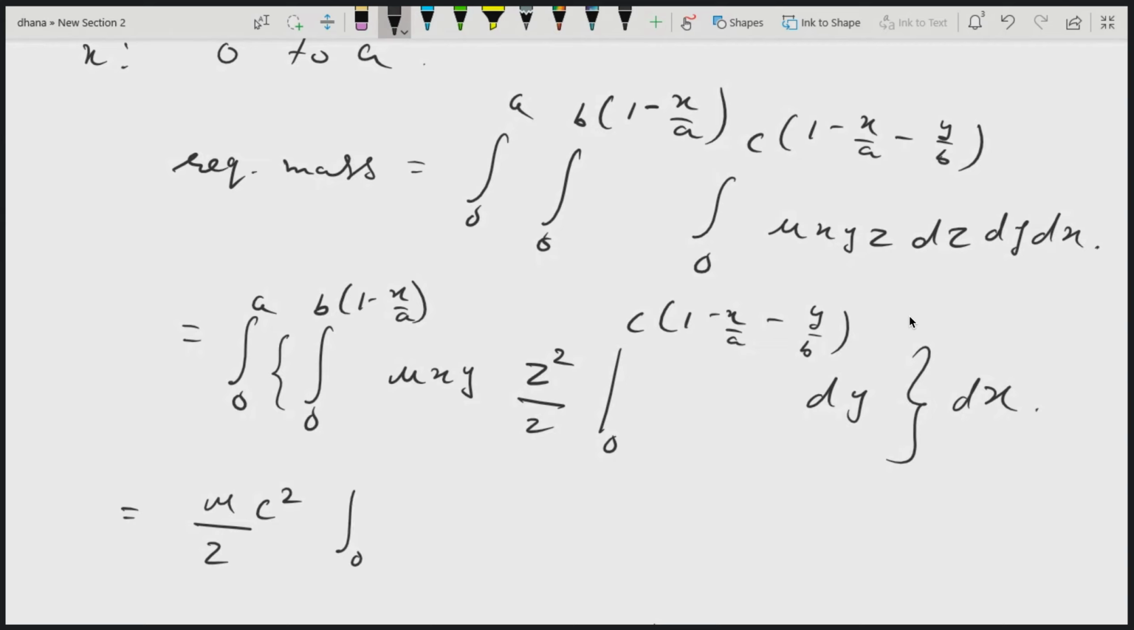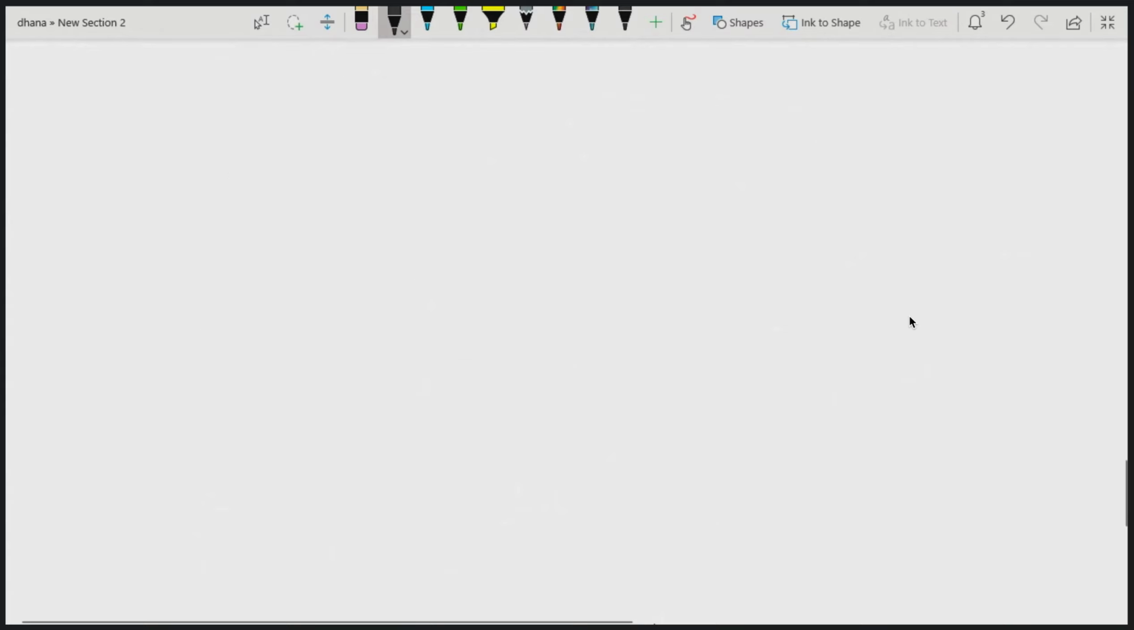Now you have integral 0 to a, integral 0 to b into 1 minus x by a as it is, x also as it is, x y also you have, so x y as it is. Now for the lower limit it will be 0, for the upper limit it will be 1 minus x by a minus y by b whole square you will get. This is with dy.